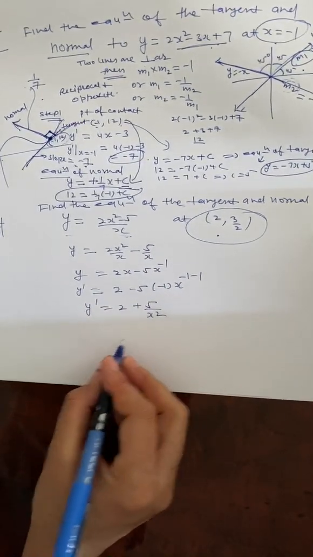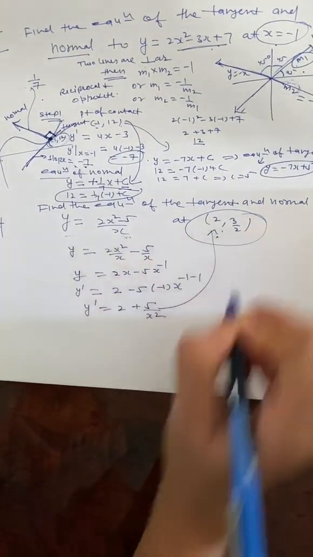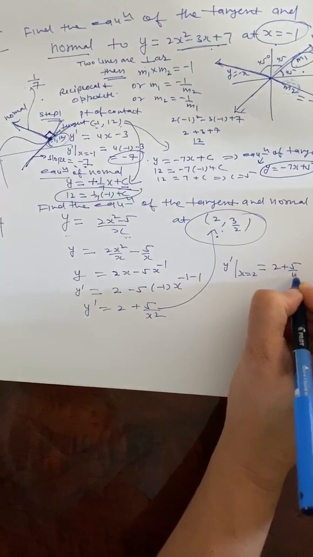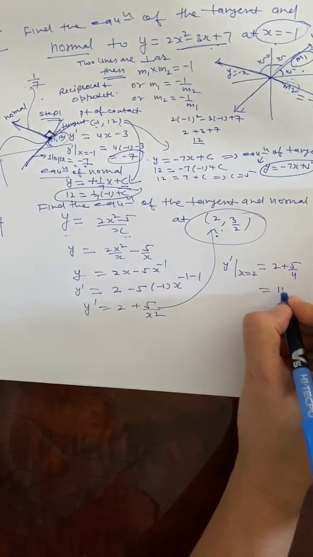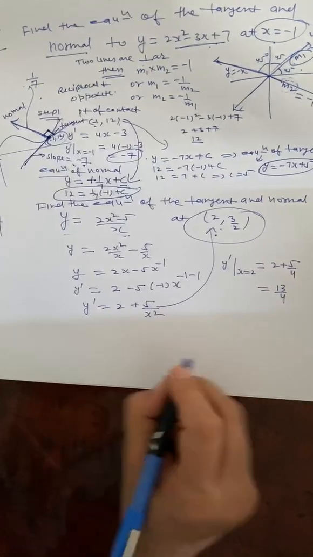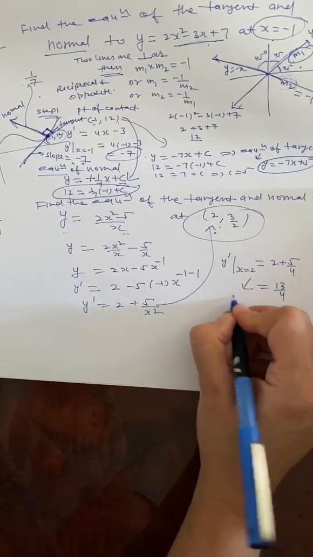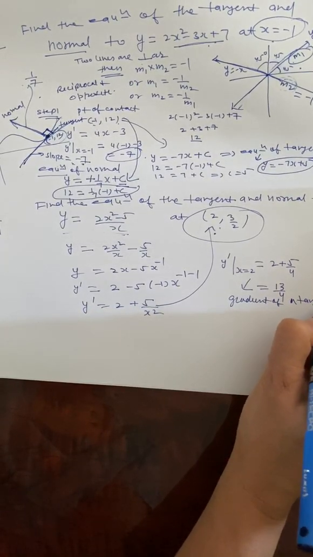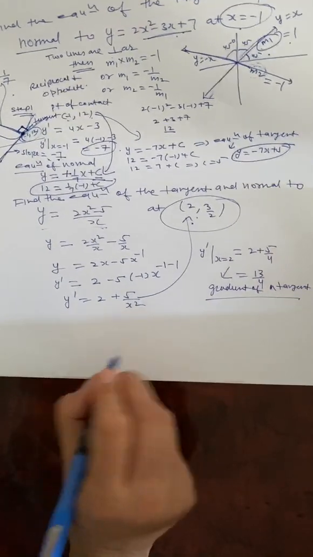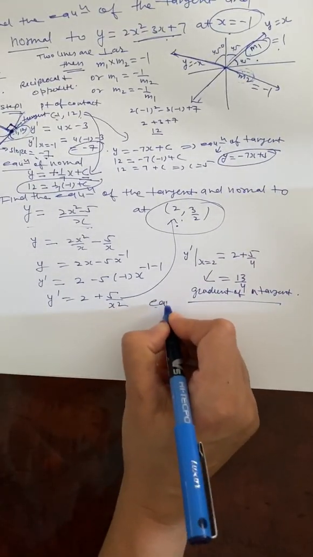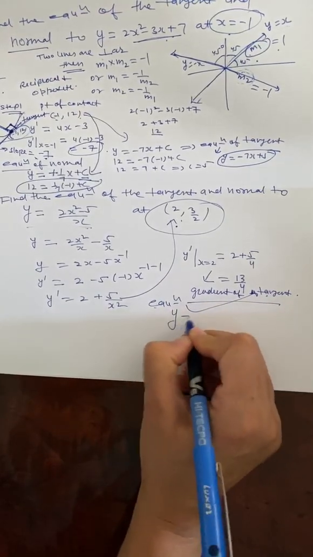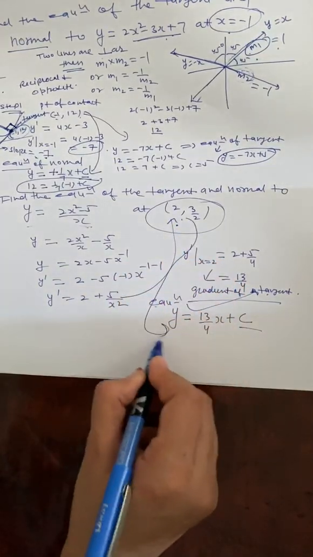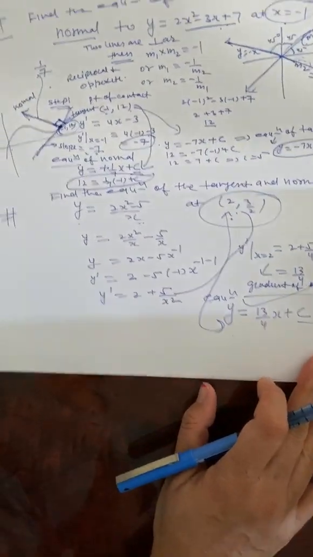Once we have y prime, we need to find y prime at x equals 2. So y prime at x equals 2 is 2 plus 5 over 4, and that is going to be 13 over 4. And remember, this is also the gradient of the tangent at x equals 2. So now we know the equation of the tangent is going to be y equals 13 over 4 x plus c. And to find c, you substitute this point. I am leaving this so you can complete this step yourself.